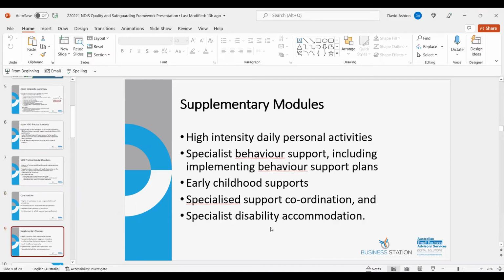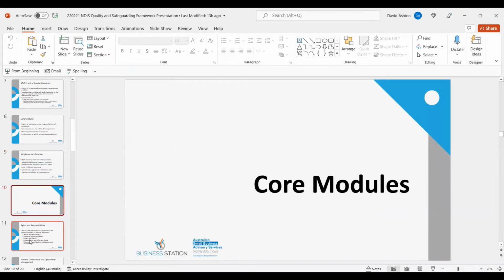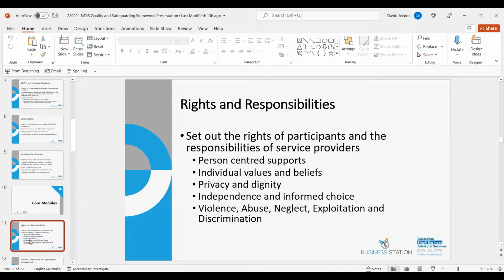The supplementary modules are high intensity daily support for personal activities, specialist behaviour support, early childhood support coordination, and disability accommodation. They're the ones that, as I say, you may or may not be providing all those services, but the ones that you do, you will be assessed against. But as I said, the core modules are the ones that you must meet. So we're going to go through each of those.